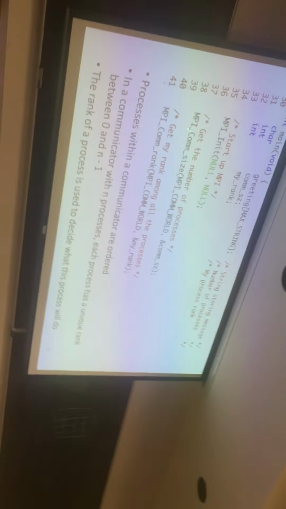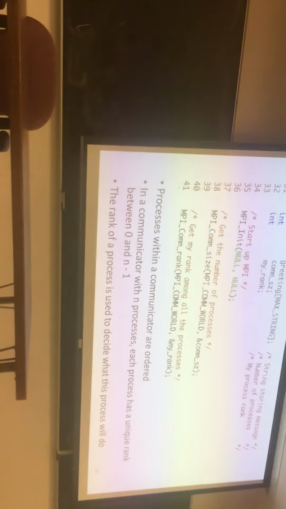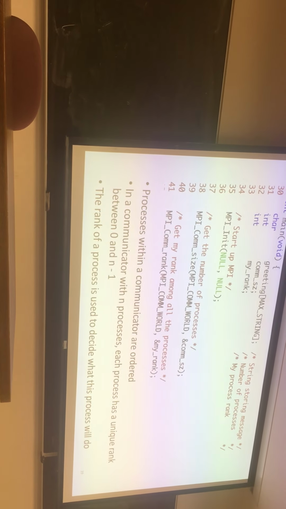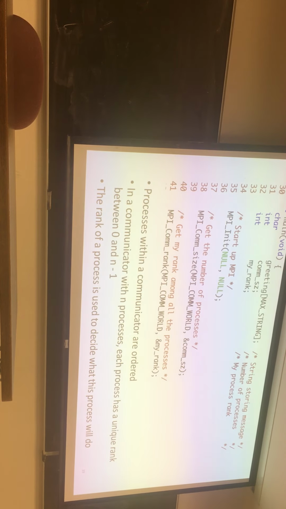Every process can acquire the number of other processes in the same MPI job, and you call this command. Next, they can get their rank. The rank goes from 0 up to the number of processes minus 1.